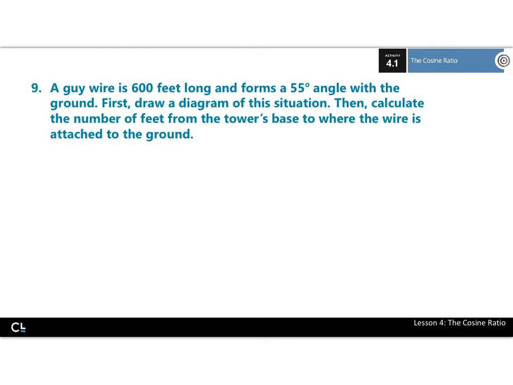Okay, a guy wire is 600 feet long and forms a 55-degree angle with the ground. First, draw a diagram of this situation, then calculate the number of feet from the tower's base to where the wire is attached to the ground. Okay, so we have a guy wire here, a 55-degree angle, and there's going to be the tower. So that's my triangle there. Not a great one, but it'll work.